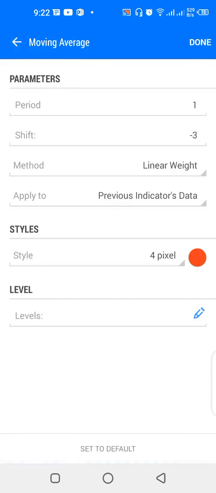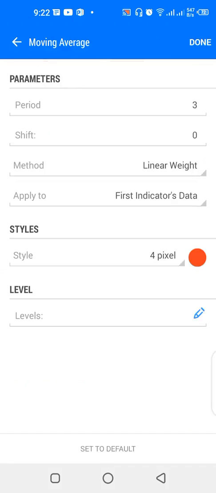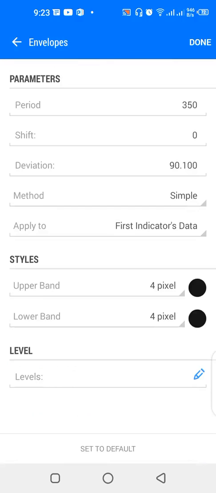Then for moving average, we have period is 1, shift is -3. Method is linear weight. Apply to previous indicators data. Color is red. For the next one, we have period is 3, shift is 0. Method is linear weight. Apply to first indicators data. Color is also red. Then for the envelopes, we have period is 350, shift is 0. Deviation is 90.100. Method is simple. Apply to first indicators data. Color for the upper and lower band is black.